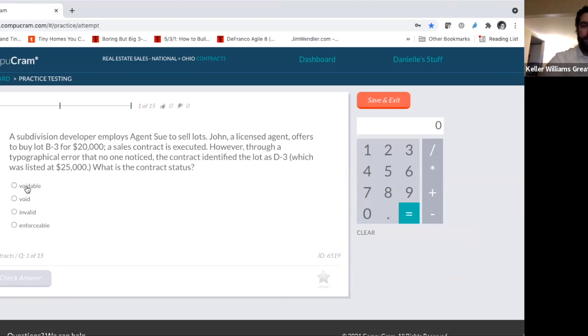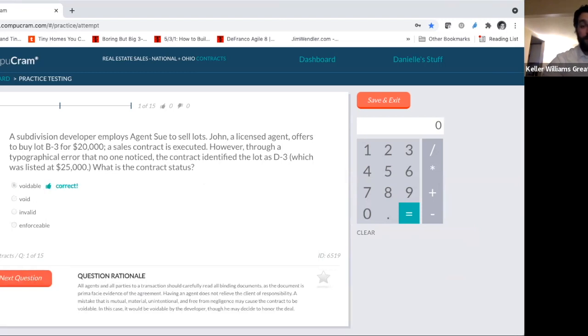All right, a lot of A's for voidable here, and that's correct. So it's voidable because technically, John, or whoever John represents, offers on the property for 20,000 and gets a property worth 25. So he's the party benefiting from this error. Sorry, wait a minute. I want to make sure I don't tell you the wrong thing, because this is a little bit of a gummy one.